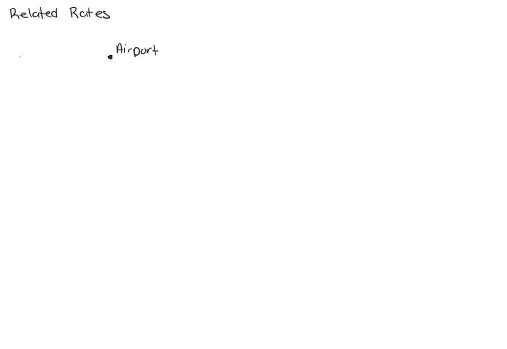And then we've got airplane A that is east of the airport right now. And airplane A is flying at a rate of 250 miles per hour. So that's its speed. And again, it's heading towards the airport. Airplane B is heading north towards the airport and it's flying at a speed of 300 miles per hour.